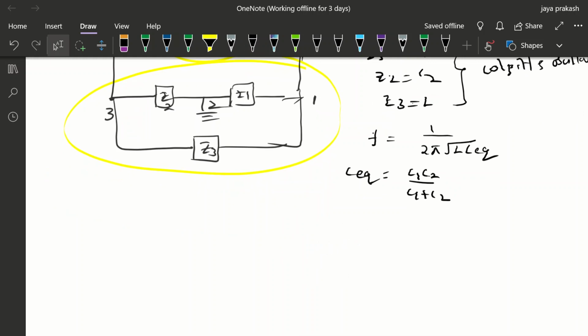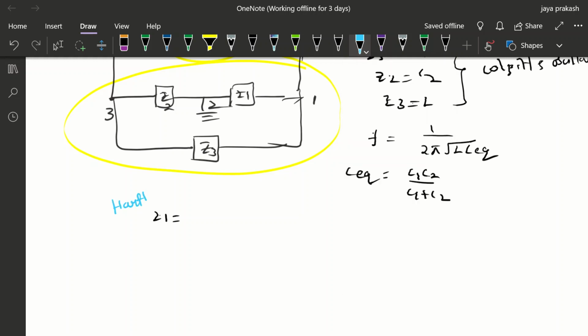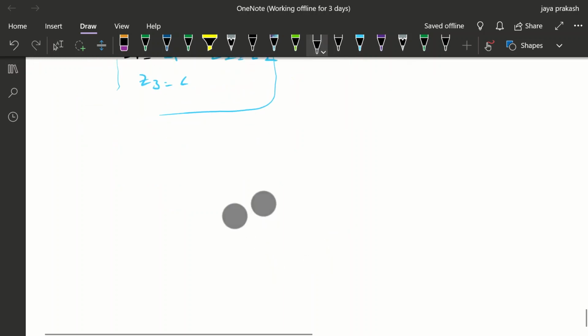So in the Hartley oscillator, Z1 is equal to some L1, Z2 is equal to some L2, and Z3 is equal to C. So it is said to be a Hartley oscillator. Let's draw the circuit diagram of a Hartley oscillator. In the Hartley oscillator, same as the Colpitts oscillator, this is actually RC, and this can also be replaced by a radio frequency choke.